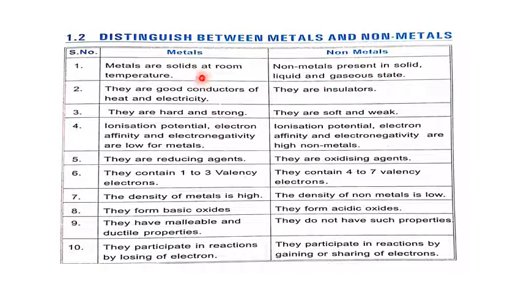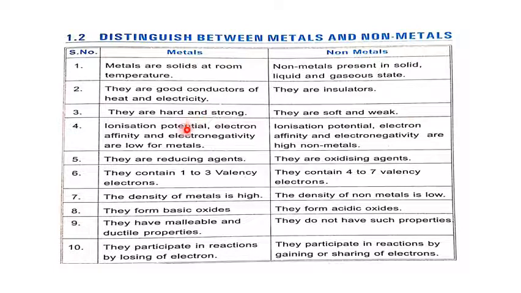Next, metals: as I have already explained, they are hard and strong. So the density of metals is high. Next, non-metals are soft and weak, so their density is low.